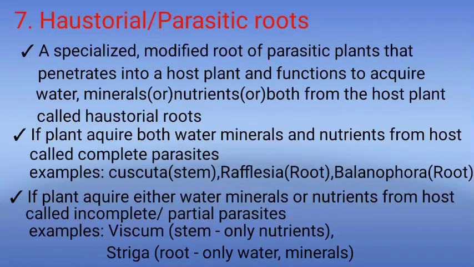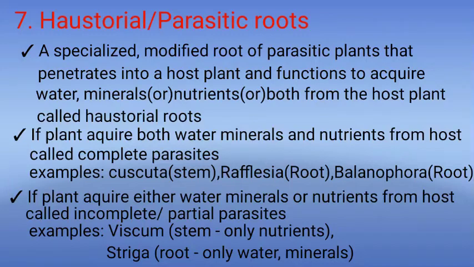Examples, Cuscuta, complete stem parasite, Rafflesia, complete root parasite, and Balanophora, complete root parasite. If a plant acquires either water, minerals or nutrients from the host, it is called an incomplete or partial parasite. Examples: Viscum, stem partial parasite, Striga, root partial parasitic plant.